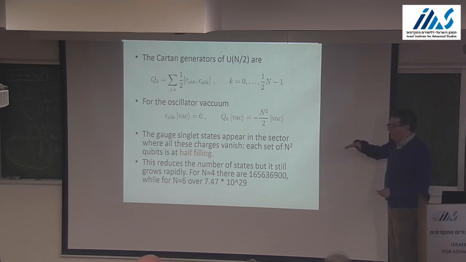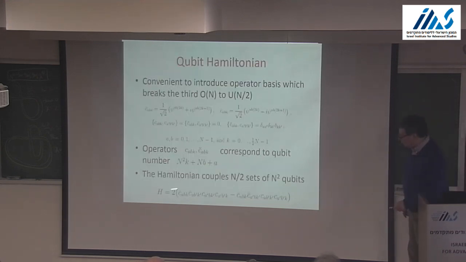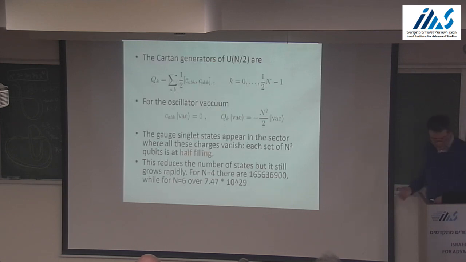Then you have to act on it with n squared over 2 raising operators. C bar raises charge by 1 unit. And that's where you get the most states, right in the middle. That's what we call half filling. So it's a rather weak constraint, but still it cuts down on the number of states you have to consider in this picture. So for n equal 4, you have a pretty simple situation relatively, because there are only 2 sets of 16 qubits, and they're coupled together by this kind of Hamiltonian. So there is just coupling within its sector, and then there is the coupling of the 2 of them together. And you have to take each of these 16 qubits just at half filling.